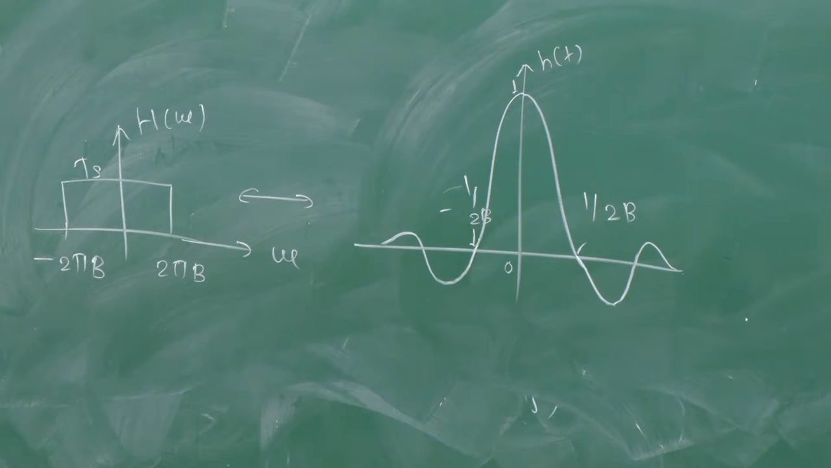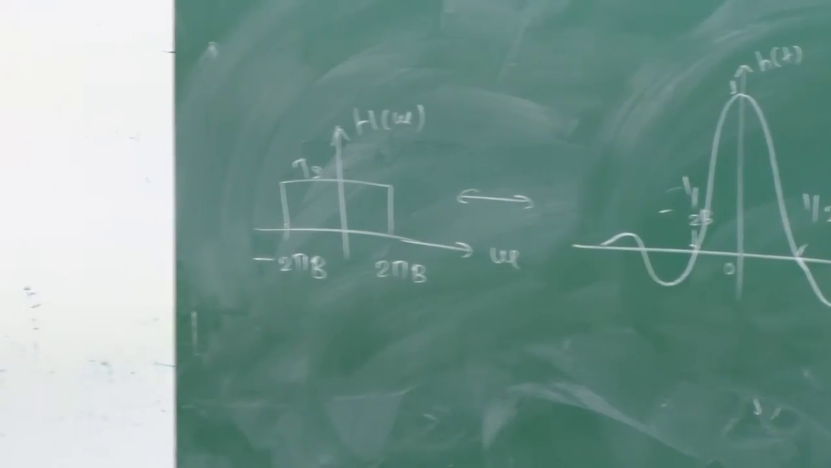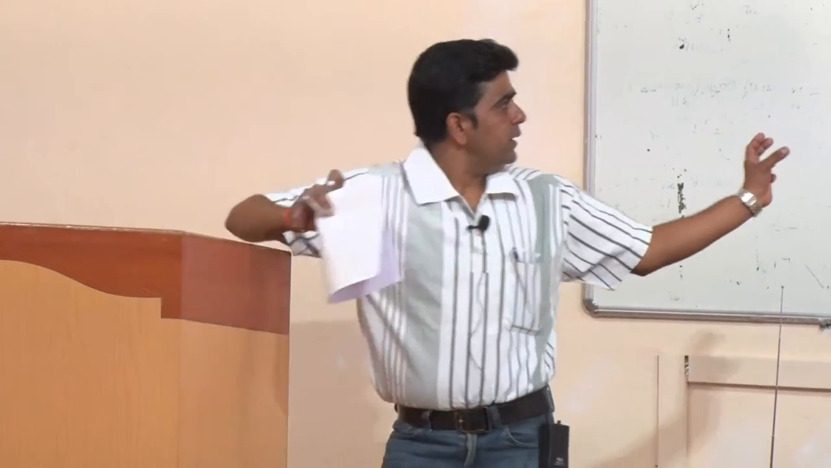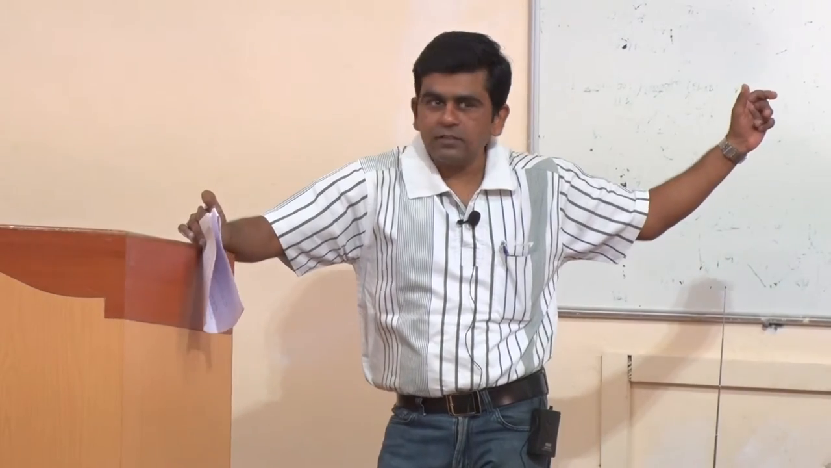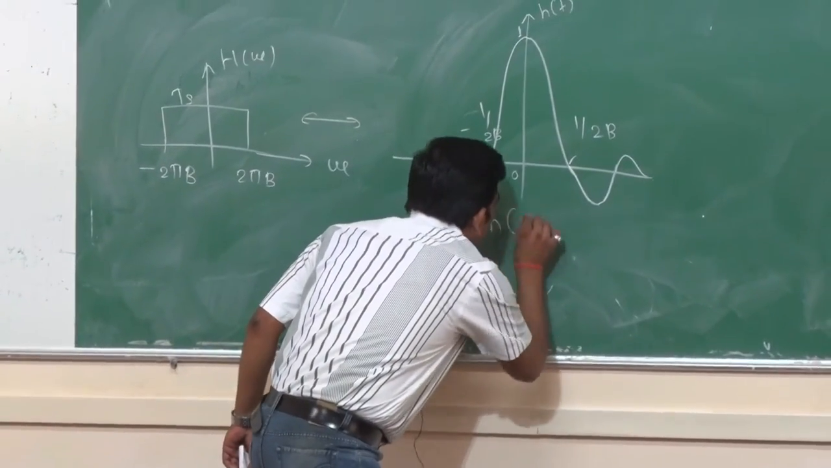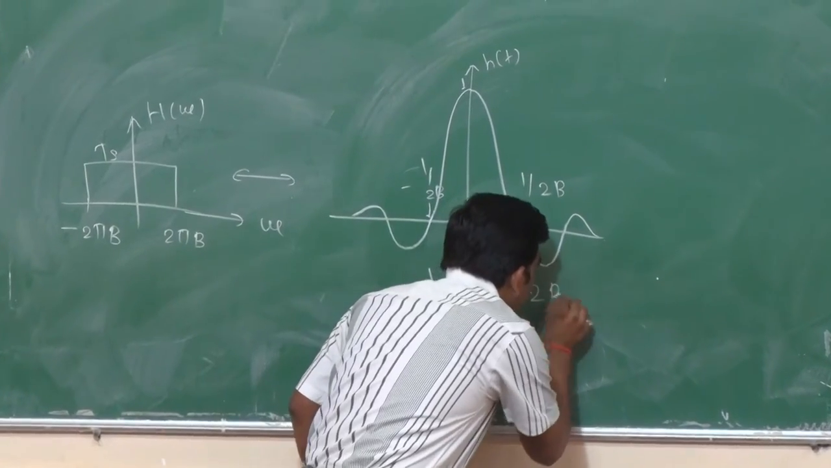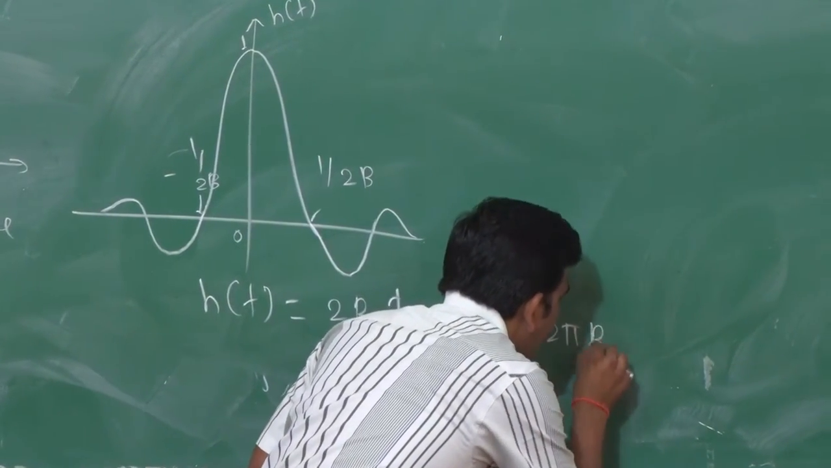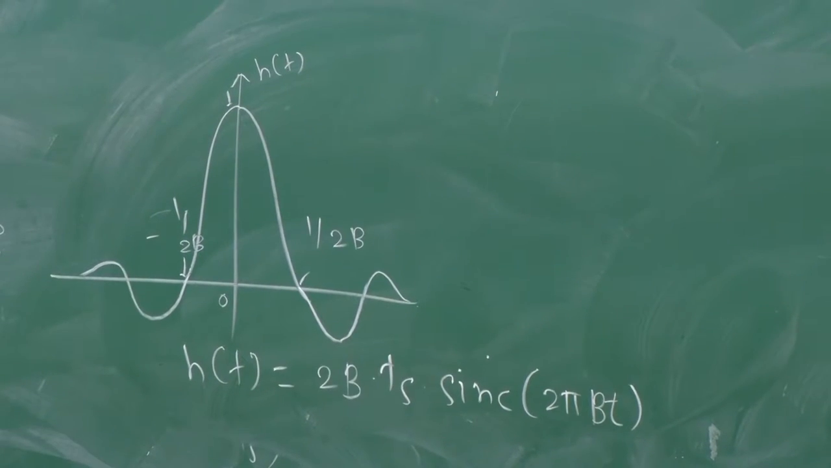Give a second heading, linear interpolation. Linear interpolation, in bracket, first order hold filter. Now here when we consider the gate pulse in frequency representation with the bandwidth capital B and its height is capital Ts, this is H of omega. Its Fourier transform is nothing but a sinc function with height 1. So here this h of t can be represented as 2B into Ts sinc of 2 pi Bt. Is it clear?